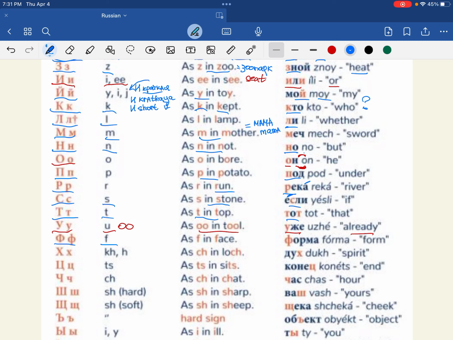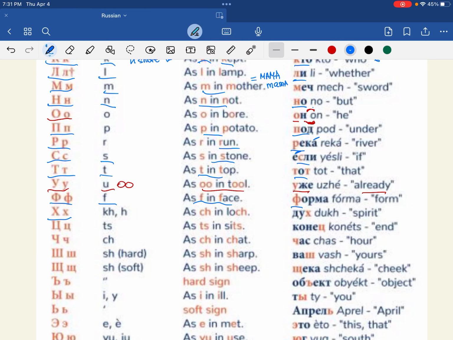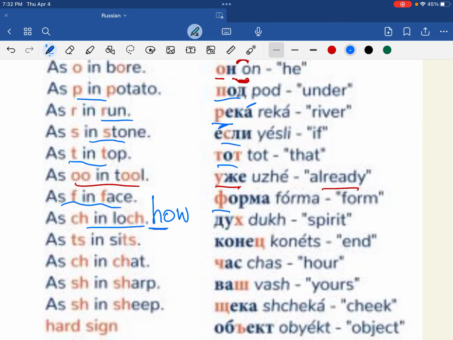The next consonant is F. It's pronounced like F, like face in English, and in Russian it's pronounced like F in форма, which means a form. The next consonant is H. The sound is H. In English, I would probably say that this example is irrelevant, so I would replace it with the word how, and this is the way you pronounce this letter. In Russian, it would be pronounced like H in дух, which means a spirit.